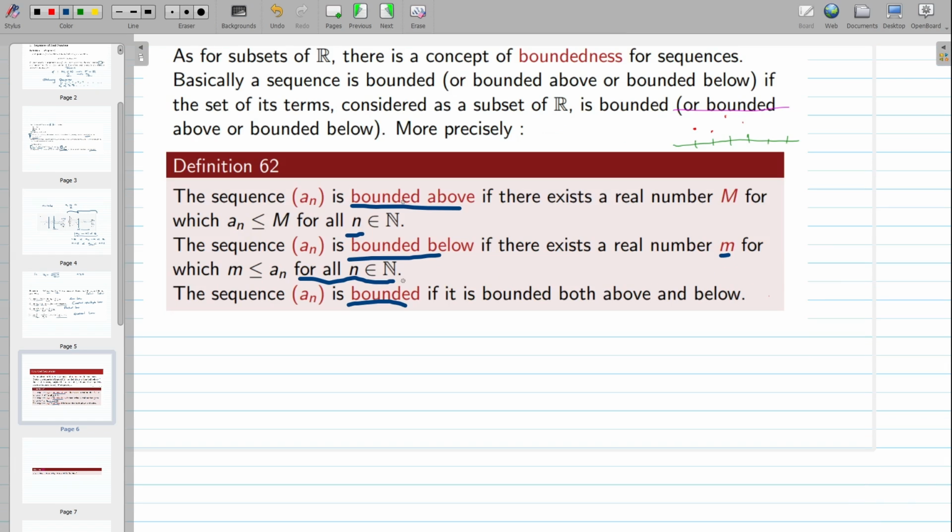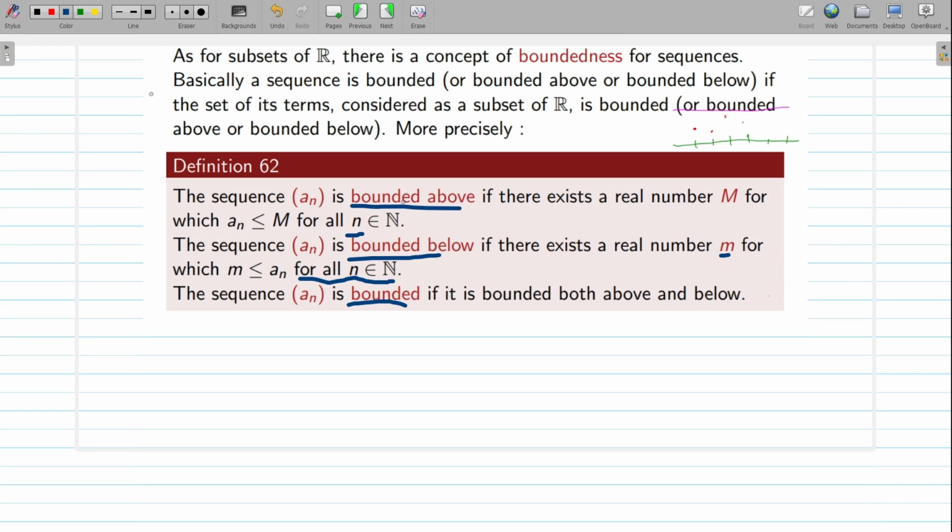Now let's look at a few examples of sequences that are bounded above. Let me give you an example: the sequence a sub n is equal to sine of n, for some natural number n. Well, this sequence is bounded above. This is my justification.